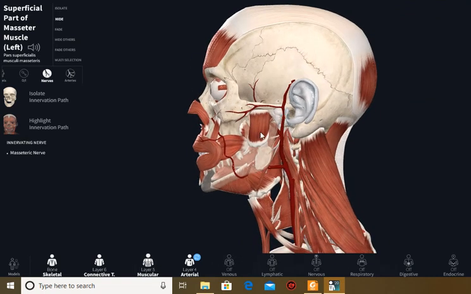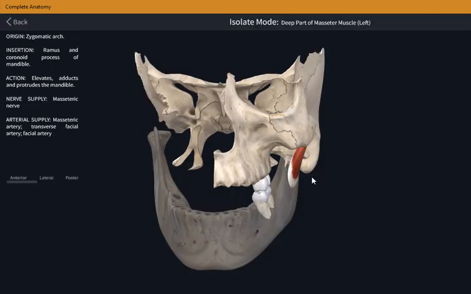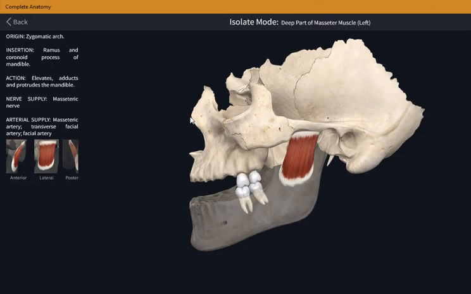So the next muscle is this one. This is the deep part of the masseter. We forgot to say that the masseter has two portions: the superficial part, which was seen initially, and the deep part. Let's isolate the deep part. When you isolate it, you have the zygomatic arch as the origin, the insertion is now the ramus and not the angle of the mandible, and the masseteric nerve is still the supply.